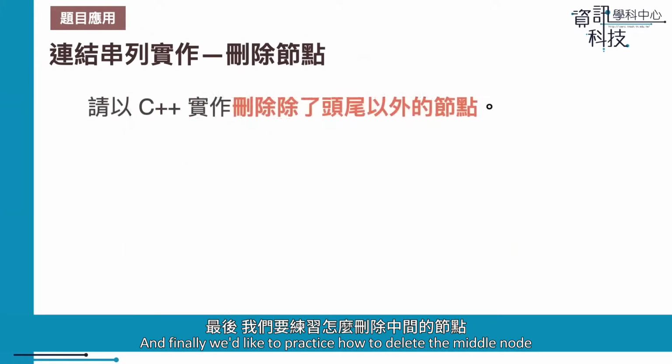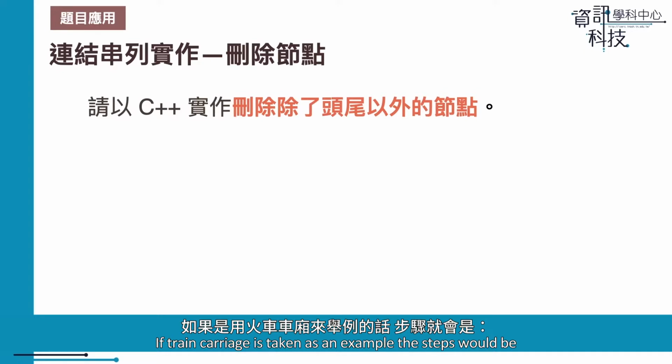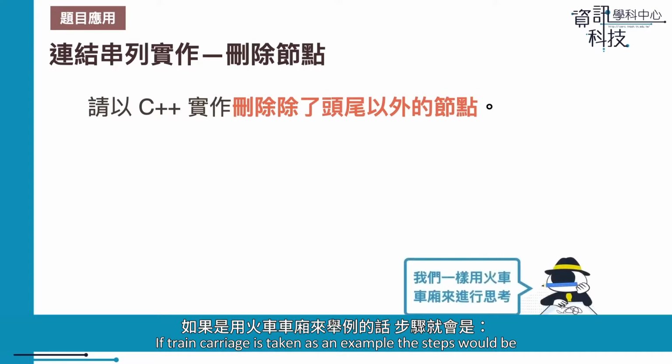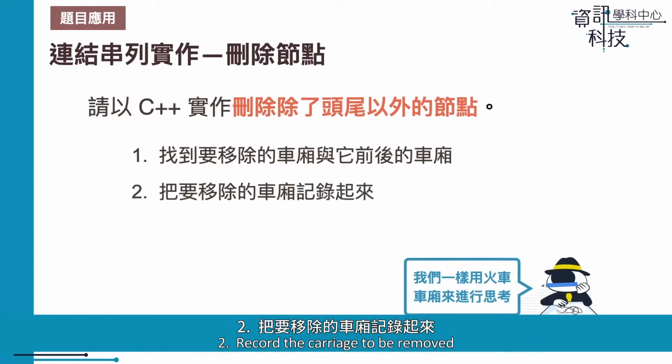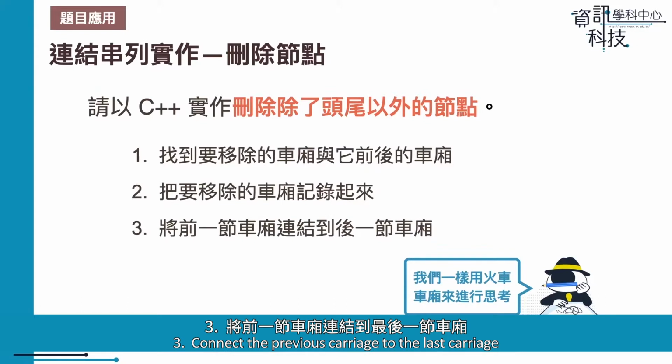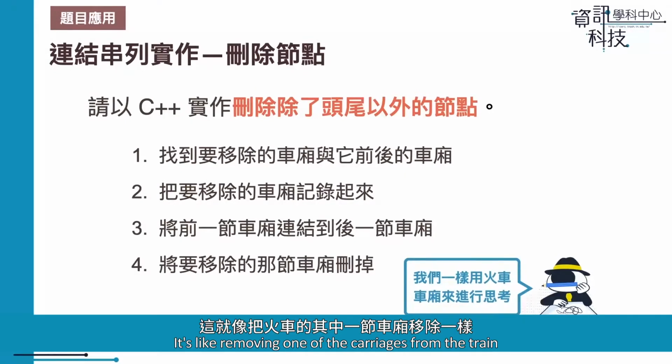And finally, we'd like to practice how to delete the middle node. Please perform deleting the nodes other than the head and tail in C++. If a train carriage is taken as an example, the steps would be 1. Find the carriage to be removed and the ones before and after it. 2. Record the carriage to be removed. 3. Connect the previous carriage to the next carriage. 4. Delete the carriage to be removed. It's like removing one of the carriages from the train.